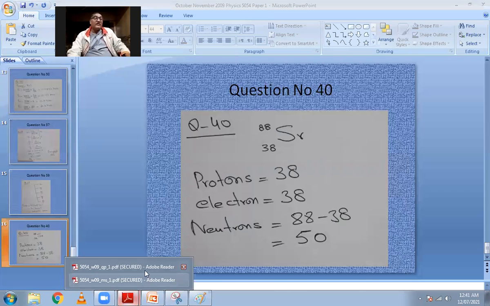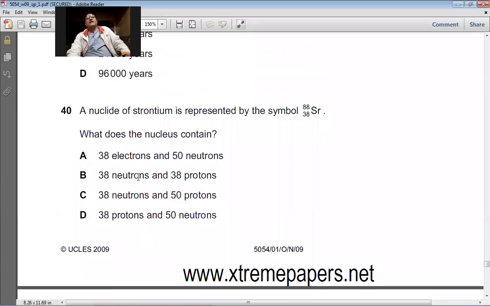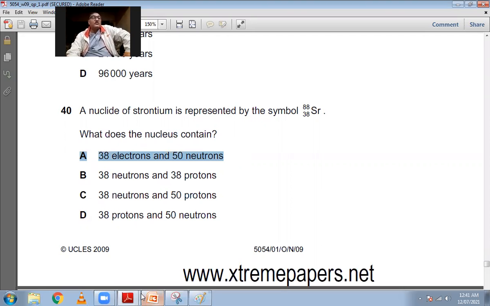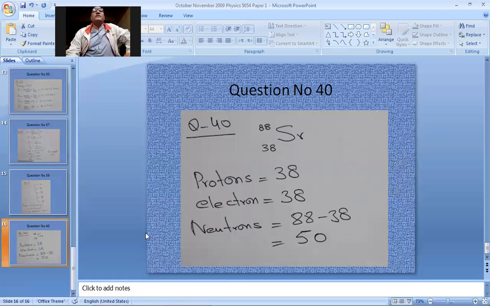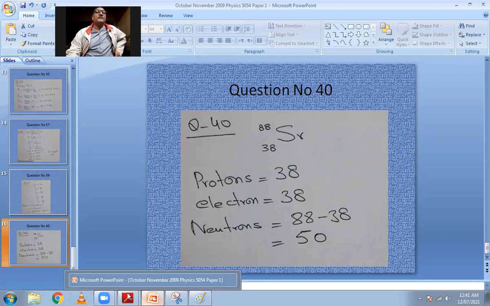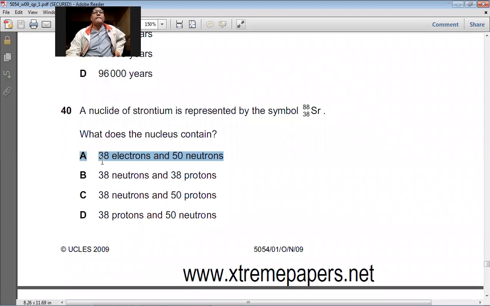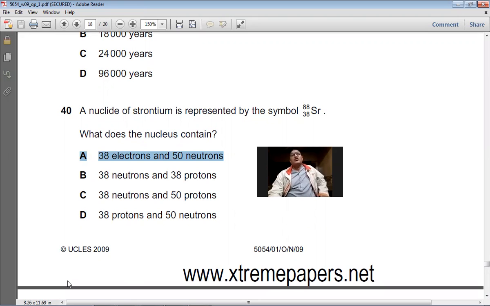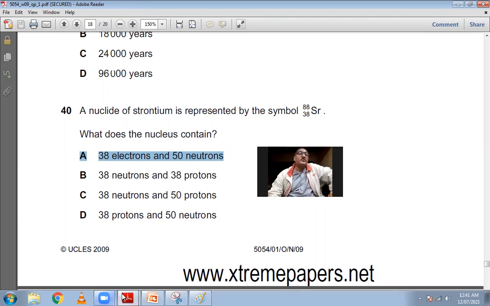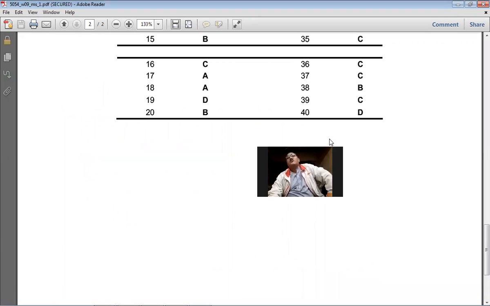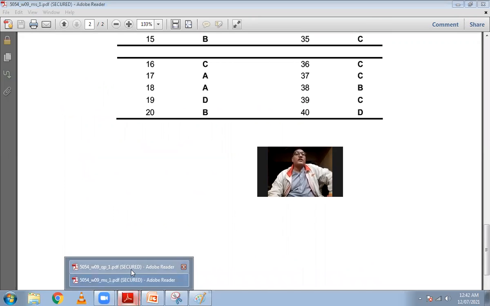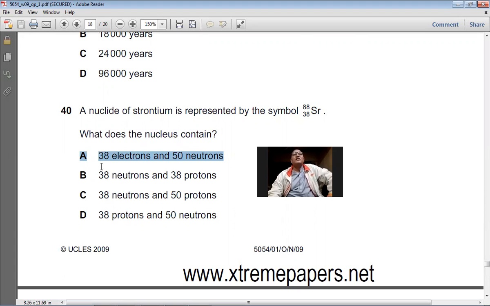So look at the statements of this question. He says 38 electrons, that's true, and 50 neutrons. It looks good. Option A looks good. Let me check my paperwork. 38 and 50. A looks the best option too. Question number 40, A looks the best option. Question number 40, D is the right option. Oh my, we're wrong. What's wrong?